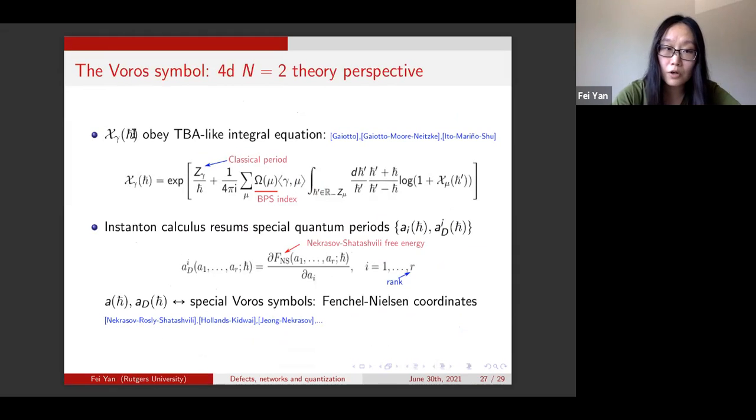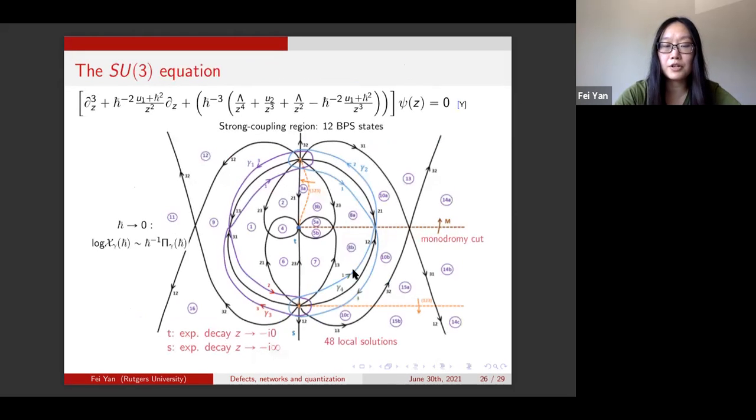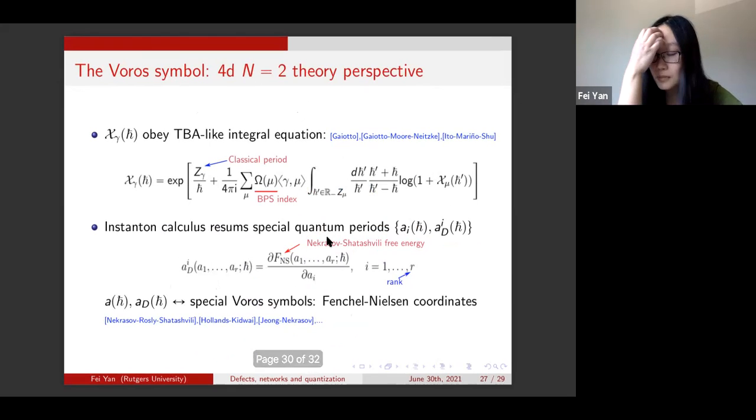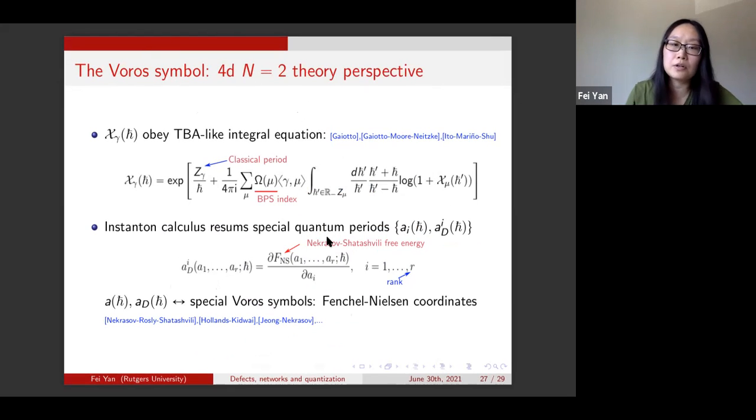So this WKB symbol also obeys a TBA-like integral equation, which Dimitri also described in his talk. So it looks like this. What one could do is numerically solve these TBA equations after specifying suitable boundary conditions, and then one could compare the values of chi gamma h bar with the value of chi gamma h bar that one produces using the Wronskians of the special local solutions.